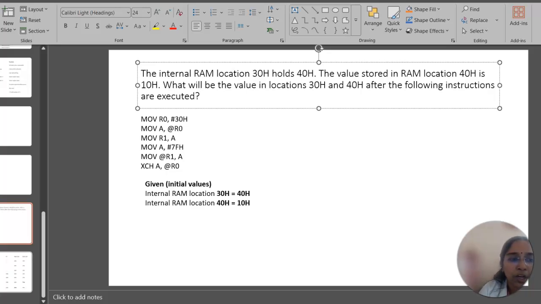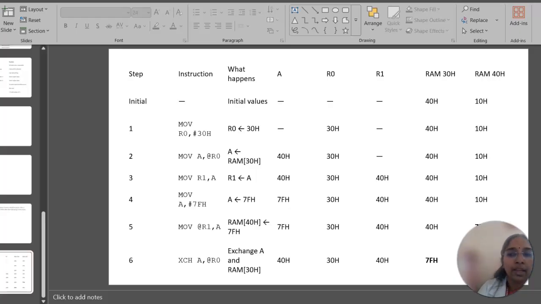Now, we are going to execute the program step by step in a tabular column. In step 1, the initial data and the register values are denoted. The initial data in the accumulator, R0 and R1 are 0, that is, they are empty. And the RAM location 30H holds the data 40H and the RAM location 40H holds the data 10H.